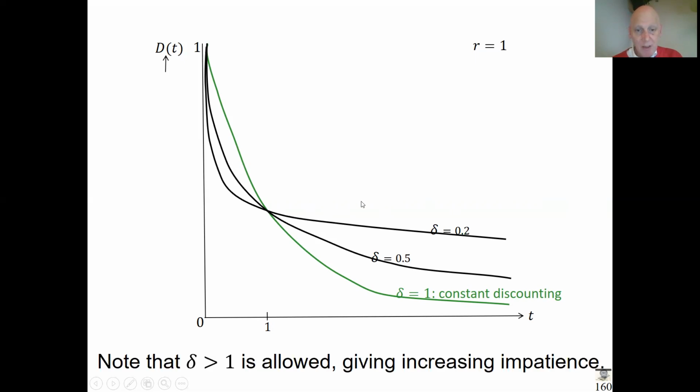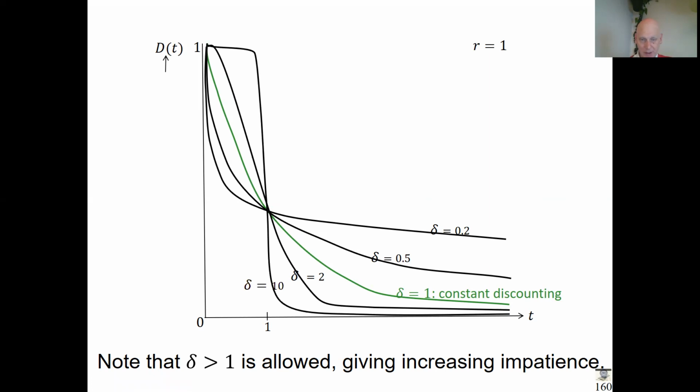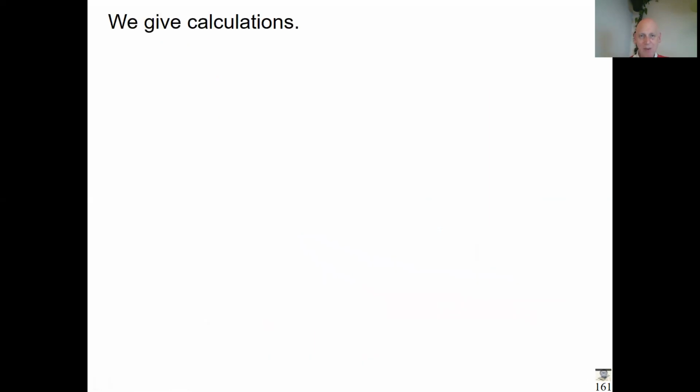But in this family, we can also have delta bigger than 1. We do allow it, and then you have increasing impatience. It's happening here. In the beginning, you are less impatient because the curve is above, but here you are more impatient, the curve is below. Your impatience is increasing. So that's a typical thing of this family, and very deliberately, this is incorporated. Here's an extreme case, delta equal 10, very strong. This is what the family looked like.